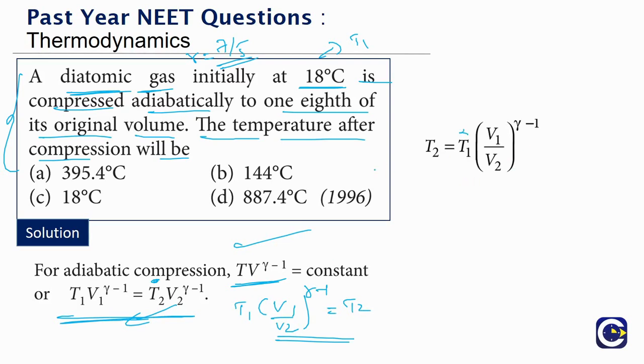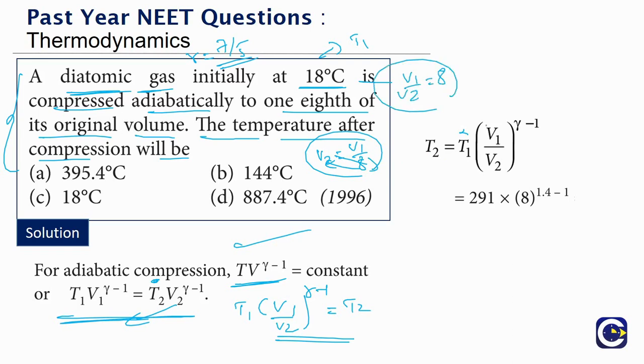Here we know the relation between the volumes. They are saying it is compressed adiabatically to 1/8 of the original volume. Means V2 is equal to V1 by 8. So V1 by V2 means the 8 will come to the left side. V1 by V2 will be equal to simply 8.